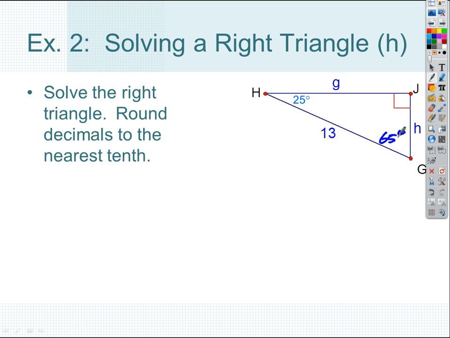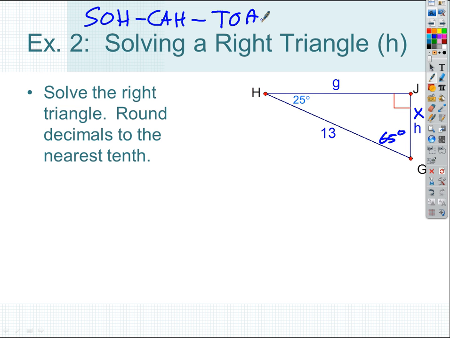If I want to solve for h, let's call that x for now, how could I set up a SOHCAHTOA relationship with the 25 degrees? Which one am I going to use? Let's write this down, and this helps. Until you get this down, just write SOHCAHTOA immediately on the top of your paper or your test when we get there. And that really helps.